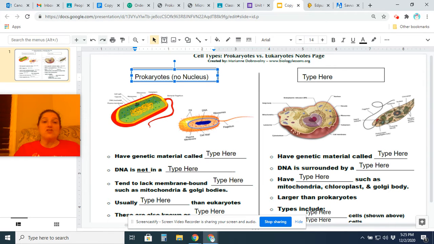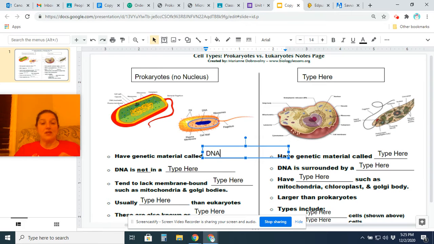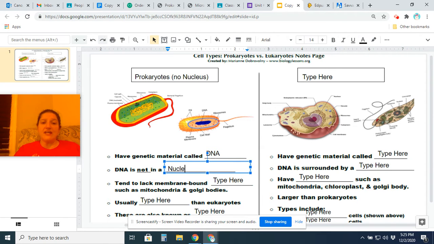All right, so what else do they have besides no nucleus? Well, they have DNA. And they should have DNA because please remember, cells are the basic unit of all life, and all life has a genetic component, right? All living things have that universal genetic code. So they do have DNA. The thing is, though, they do not have DNA contained inside a nucleus, because prokaryotes do not have nuclei.